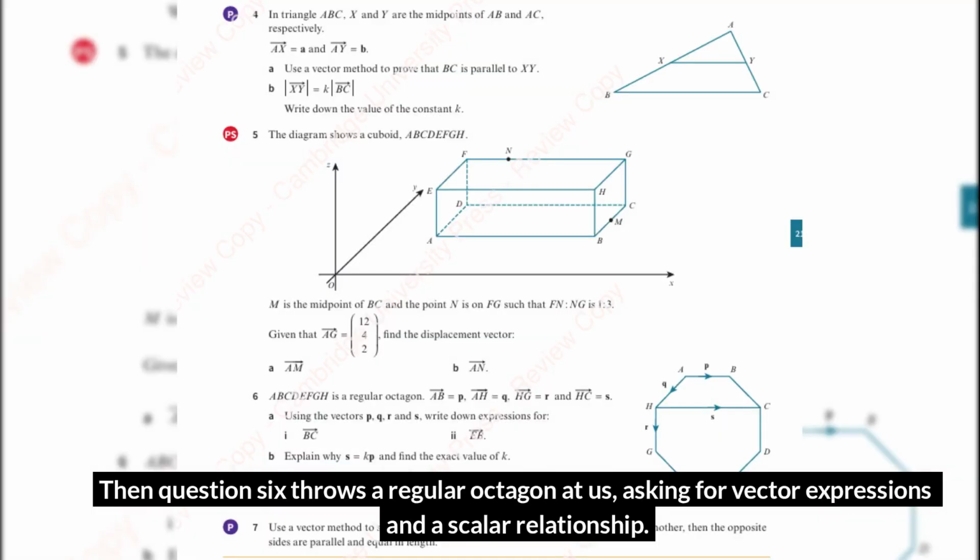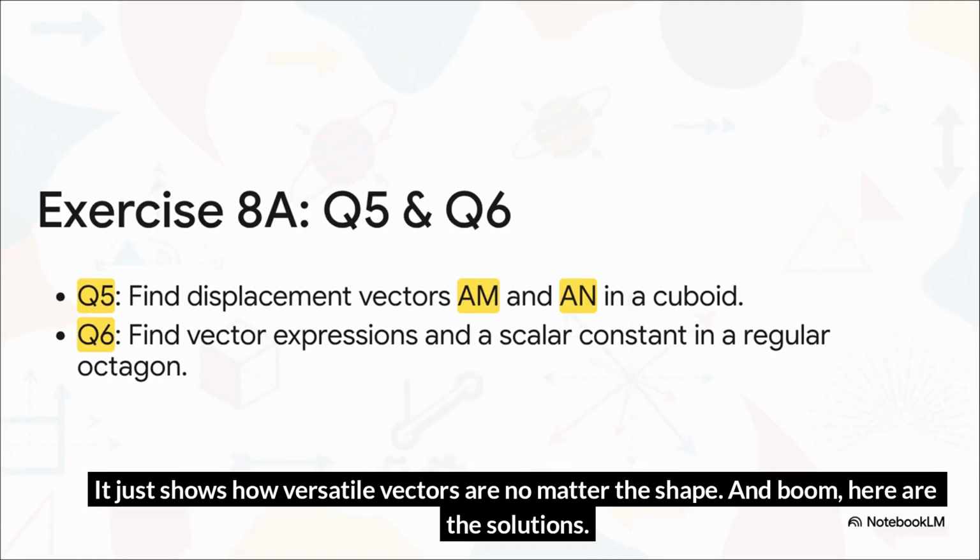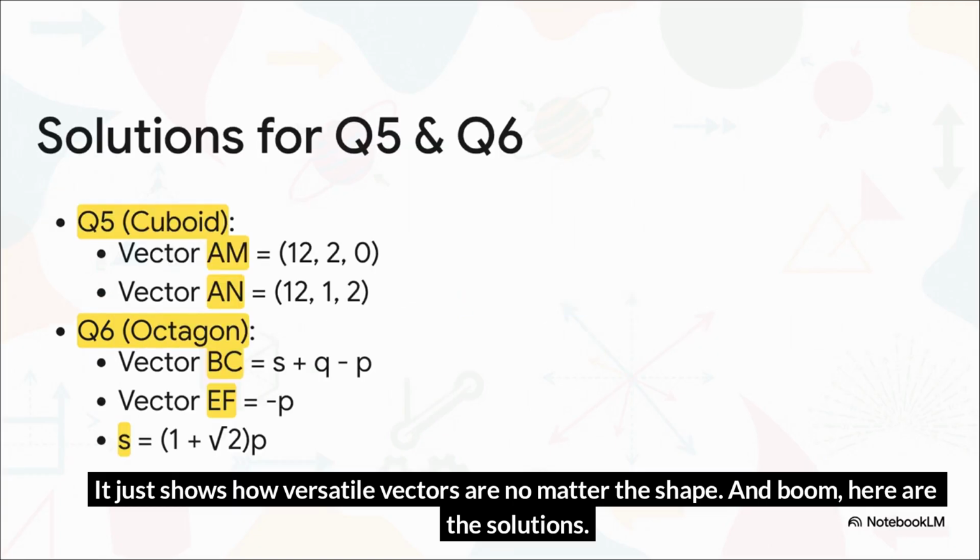Then, question 6 throws a regular octagon at us, asking for vector expressions and a scalar relationship. It just shows how versatile vectors are, no matter the shape. And boom, here are the solutions.